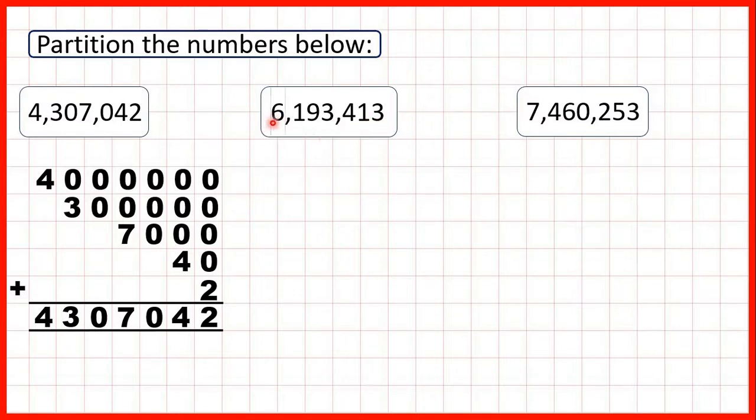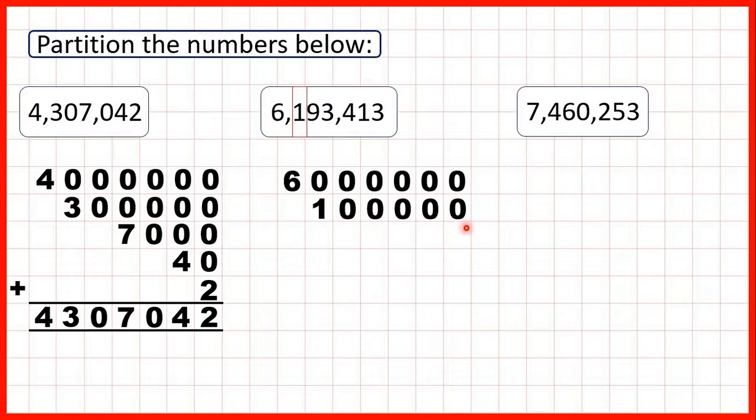So now let's try 6,193,413. The 6 is in our millions, so that's 6 million. 6 with 6 zeros on the end, because we have 6 digits after the 6. The 1 is in our 100,000s, so that's 100,000. 1 followed by 5 zeros, because we have 5 digits or 5 place values after the 1 that's in our 100,000s.